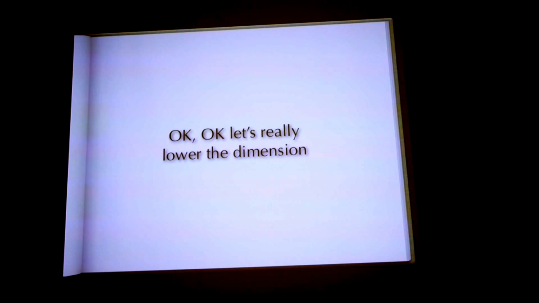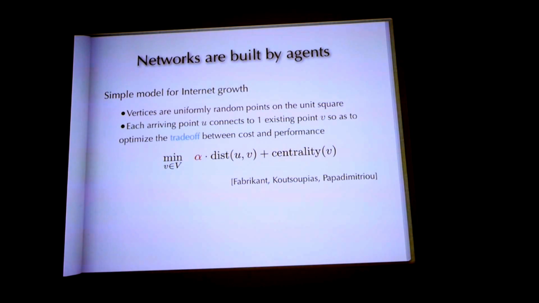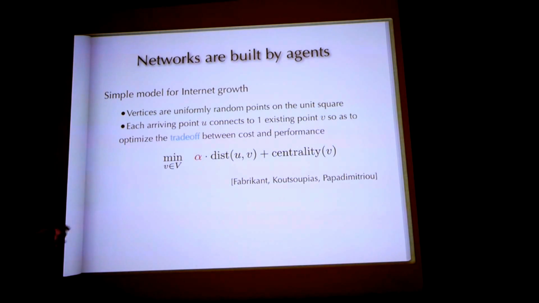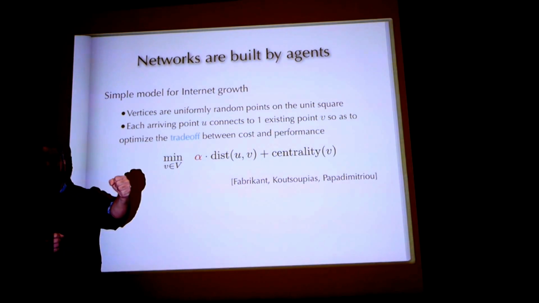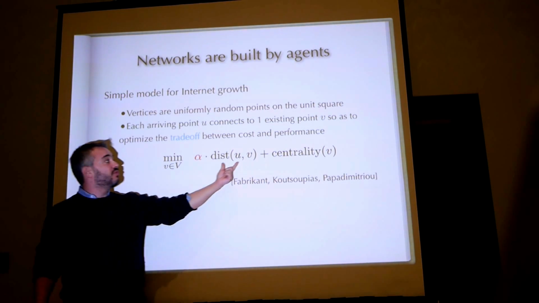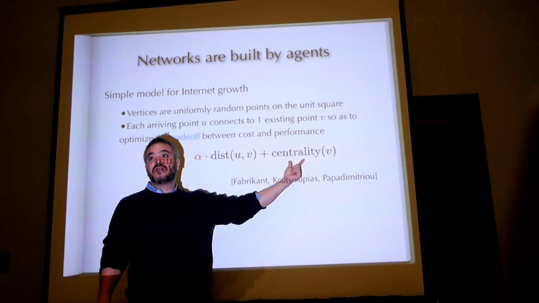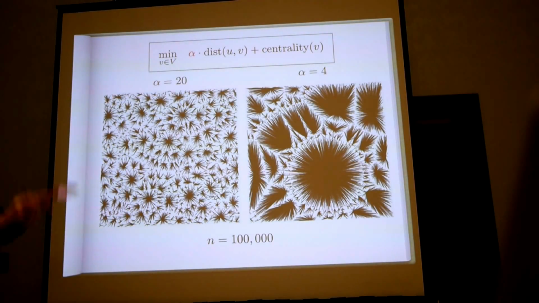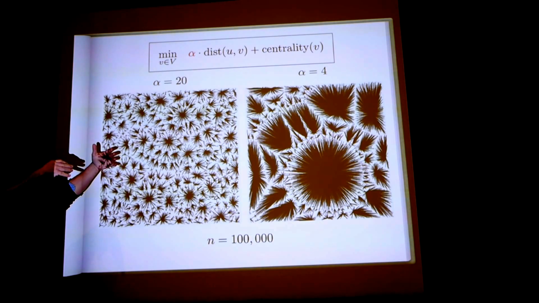So we can try to lower the dimensionality. Here's a model that was proposed some time back as a very simple model for internet growth. We think of vertices as uniformly random points on the unit square, and every vertex that arrives has to optimize a trade-off. On one hand it would like to connect to someone who's close, on the other hand it would like to connect to someone who is central, so that it has connectivity. And the picture will sort of explain the trade-off. So remember, points are arriving at random, one after the other.